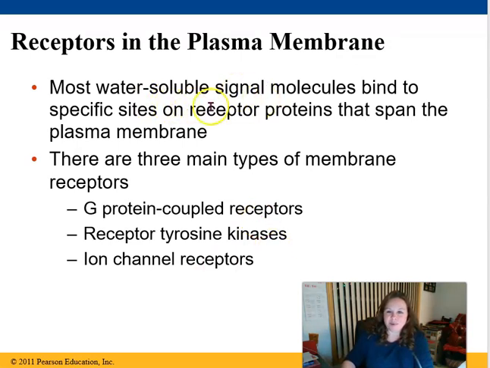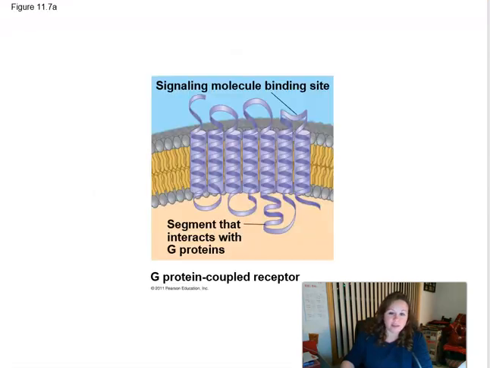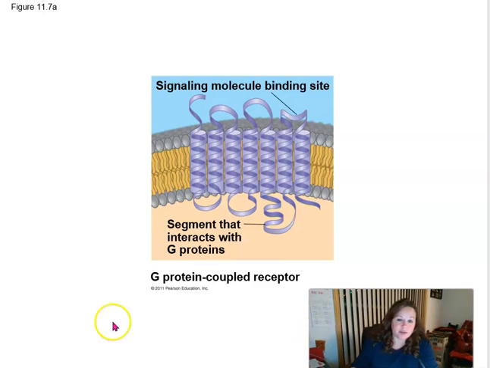All right, so most water-soluble signal molecules bind to specific sites on receptor proteins that span the plasma membrane. And there's three main types of membrane receptors: G protein coupled receptors, or sometimes just called G proteins for short, receptor tyrosine kinases, and ion channel receptors. So epinephrine uses the G protein receptor.